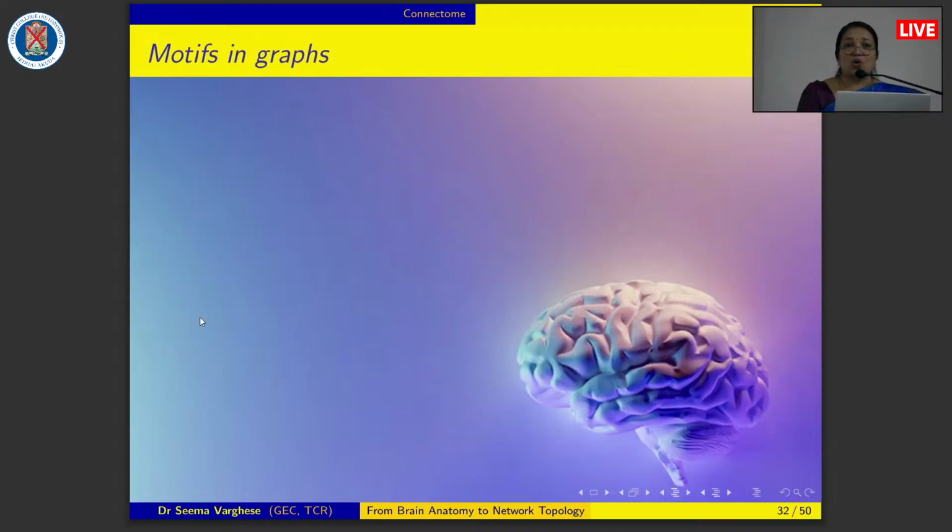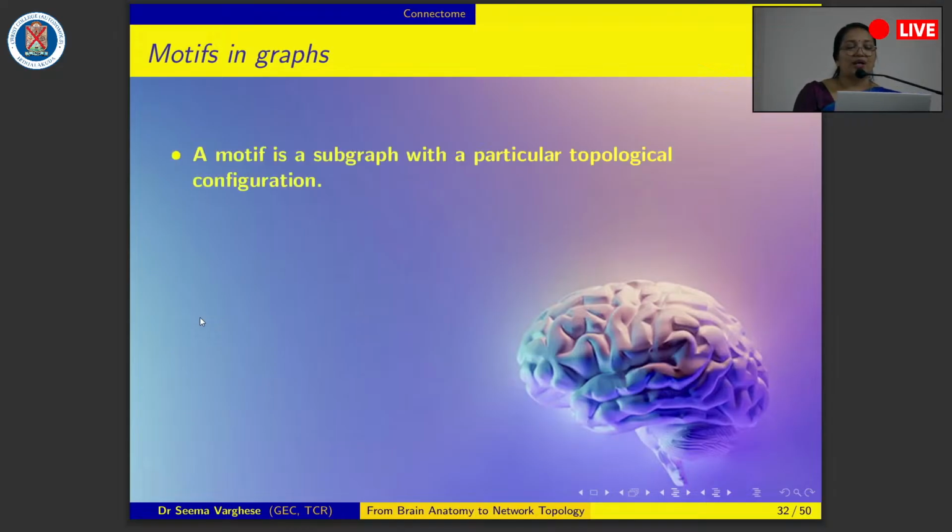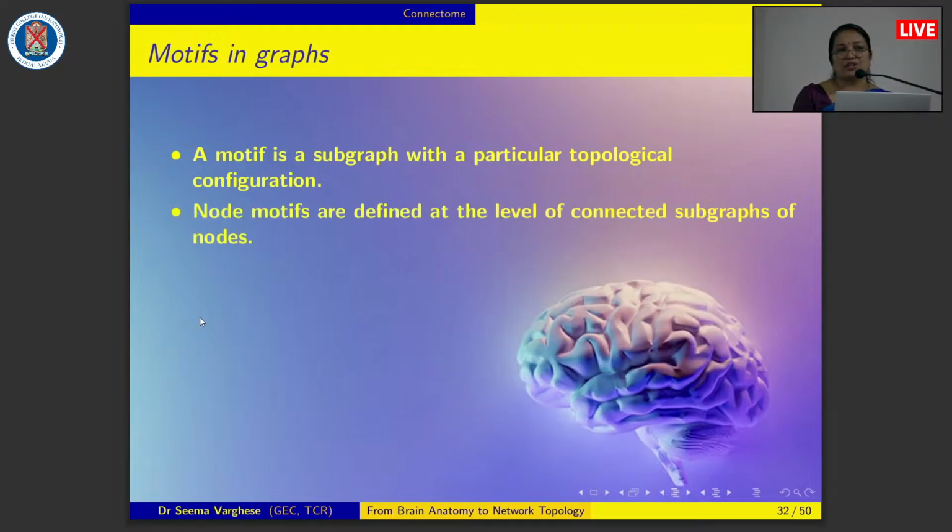Next idea is motifs in graphs. What is a motif? A motif is a subgraph with a particular topological configuration. Just a subgraph, you can think of it as a subgraph. There are different types of motifs. Node motifs are there, edge motifs are there. Node motifs are at the level of a subgraph. The other one will measure how the information flows.